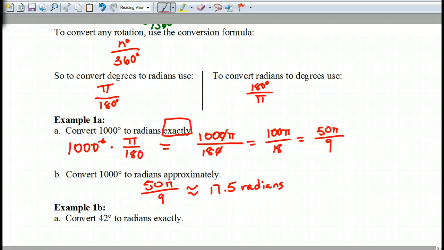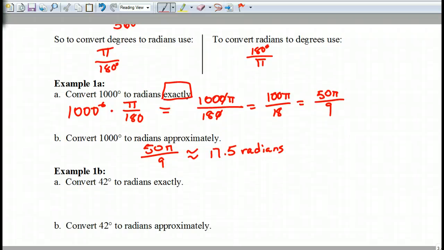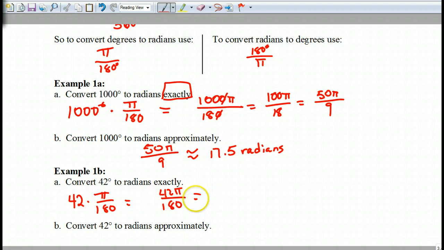Okay. So now it says convert 42 degrees to radians exactly. So we're going to take 42 times pi over 180 and just make it into a fraction. So what can I reduce it by? 2, first of all, right? 2 goes into 42 21 times. Can I reduce it one more time? Yeah, by 3. So 3 goes into 21 by 7, and 3 goes into 90 by 30. So that's my exact amount of radians.